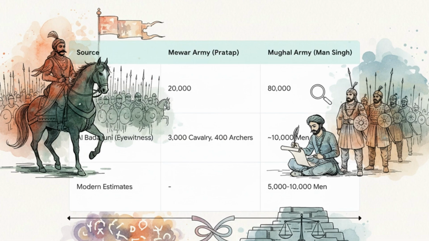Mewari tradition talks about these epic numbers, 20,000 against 80,000. But then you have eyewitnesses like the historian al-Badayuni, who was actually in the battle, and he gives much smaller, more realistic figures. It just goes to show you how history can be a mix of fact and legend. But what everyone agrees on is this: the Mughals definitely had the numbers on their side.